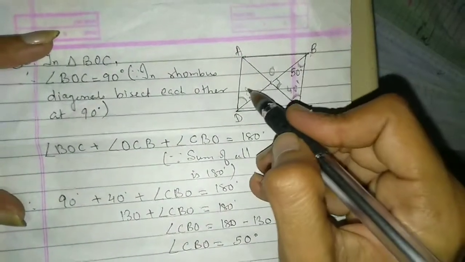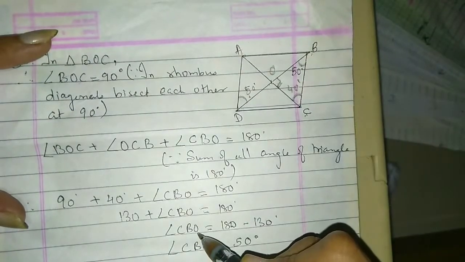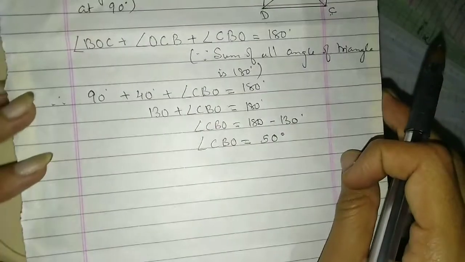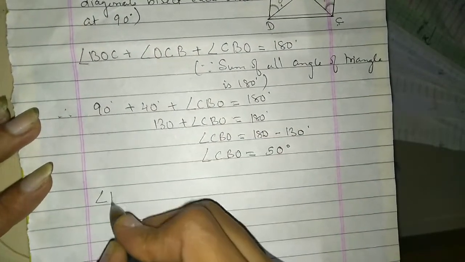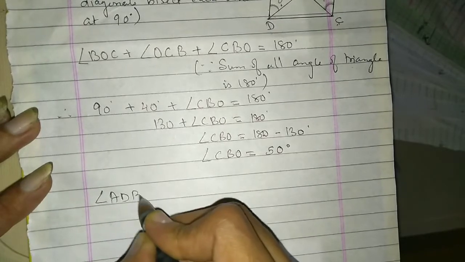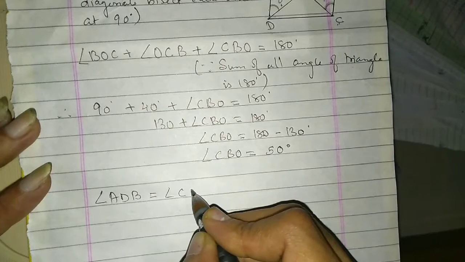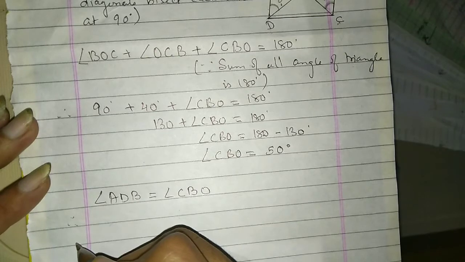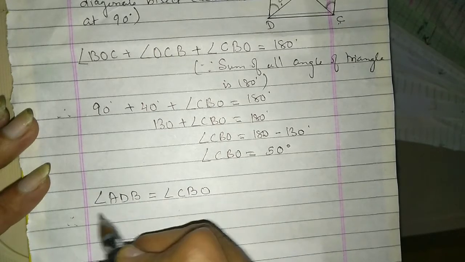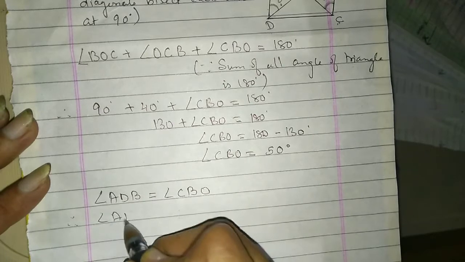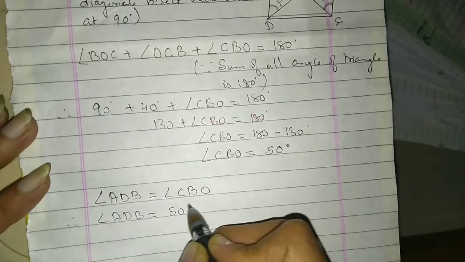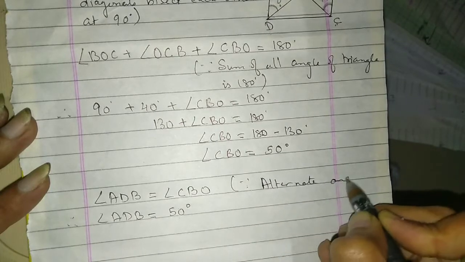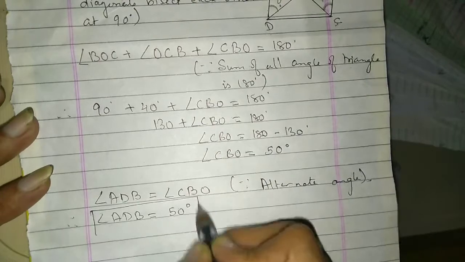Okay, now this B is 50 degrees. So this is 50, so we can write D is also 50. Why? Alternate angle, right? This is an alternate angle. So let us write it down: angle ADB equal to angle CBO. Therefore, angle ADB equal to 50 degrees. Reason: alternate angle. Okay, this is your answer.